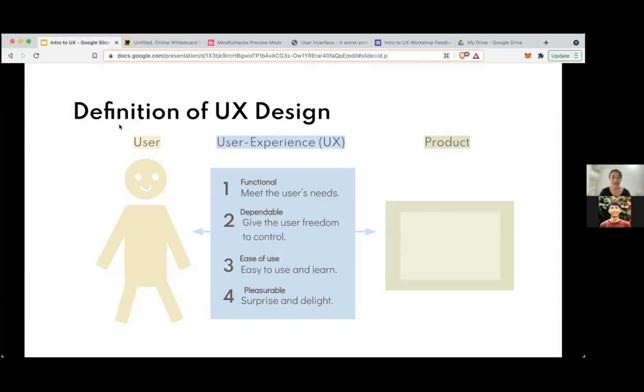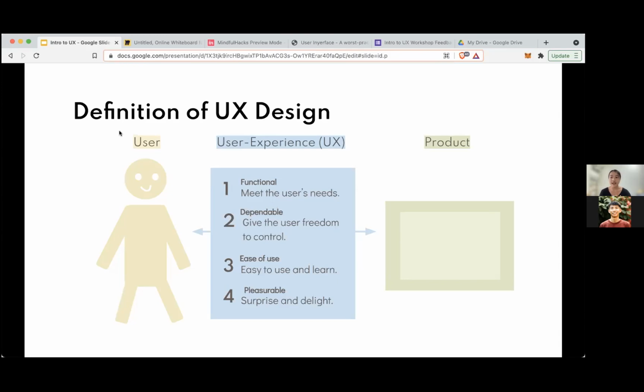So third is ease of use. That means easy to use and learn. So let's say maybe your school has a new class registration website. And when you go onto the website, it tells you a step-by-step process on how to navigate around the process. And fourth is pleasurable, which is surprise and delight. An example is if you order food delivery and the restaurant gives you a discount voucher or you receive a handwritten card from the restaurant owner and you feel really happy and warm. So this is pleasurable.